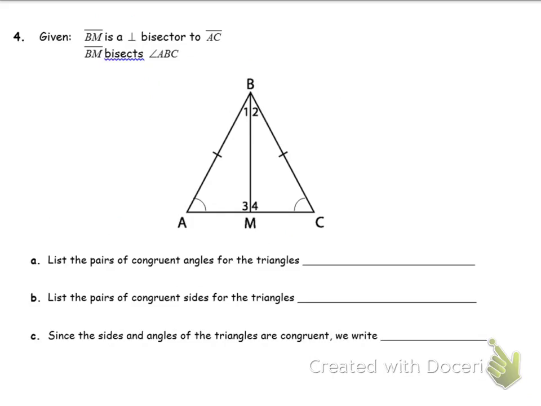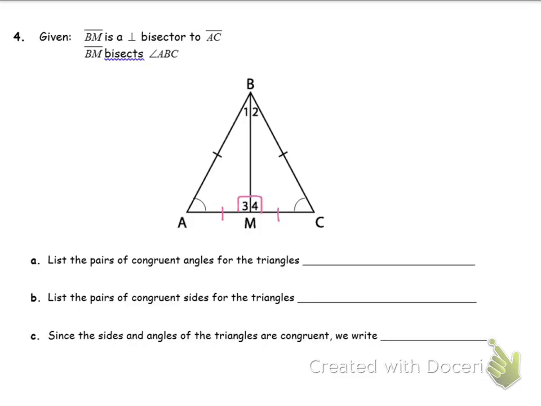Okay, so it says BM is a perpendicular. Remember, my upside down T means perpendicular bisector. So perpendicular bisectors make right angles, so that makes those two angles congruent, and it bisects the other side. Bisecting means it cuts it in half, so the left side and right side should be congruent.